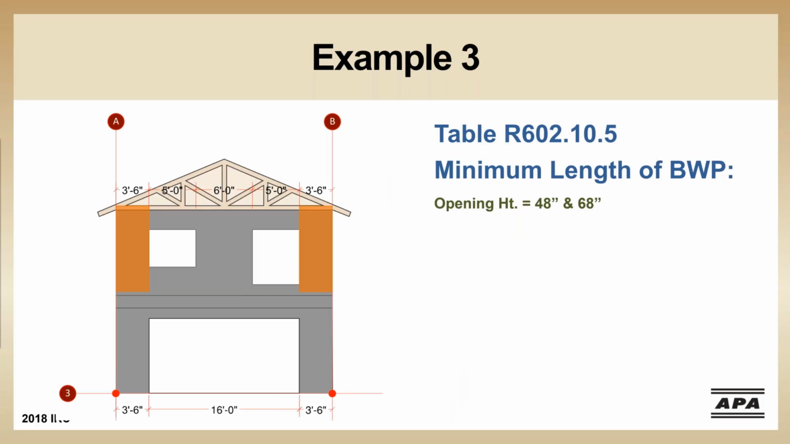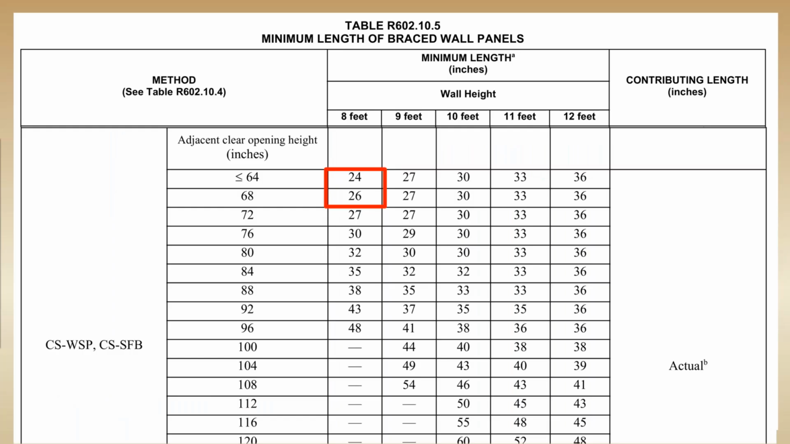So now back to looking at our wall elevation. Let's assume our window opening heights are 48 inches for the opening on the left and 68 inches for the opening on the right. From the table, we need 24 inches and 26 inches for our minimum wall length. Remember, both of our end panels are 3 foot 6 inches or 42 inches long and stacked with the walls below. So since we exceed the minimum required length in the wall height columns, we can use the actual width for the contributing braced wall length.